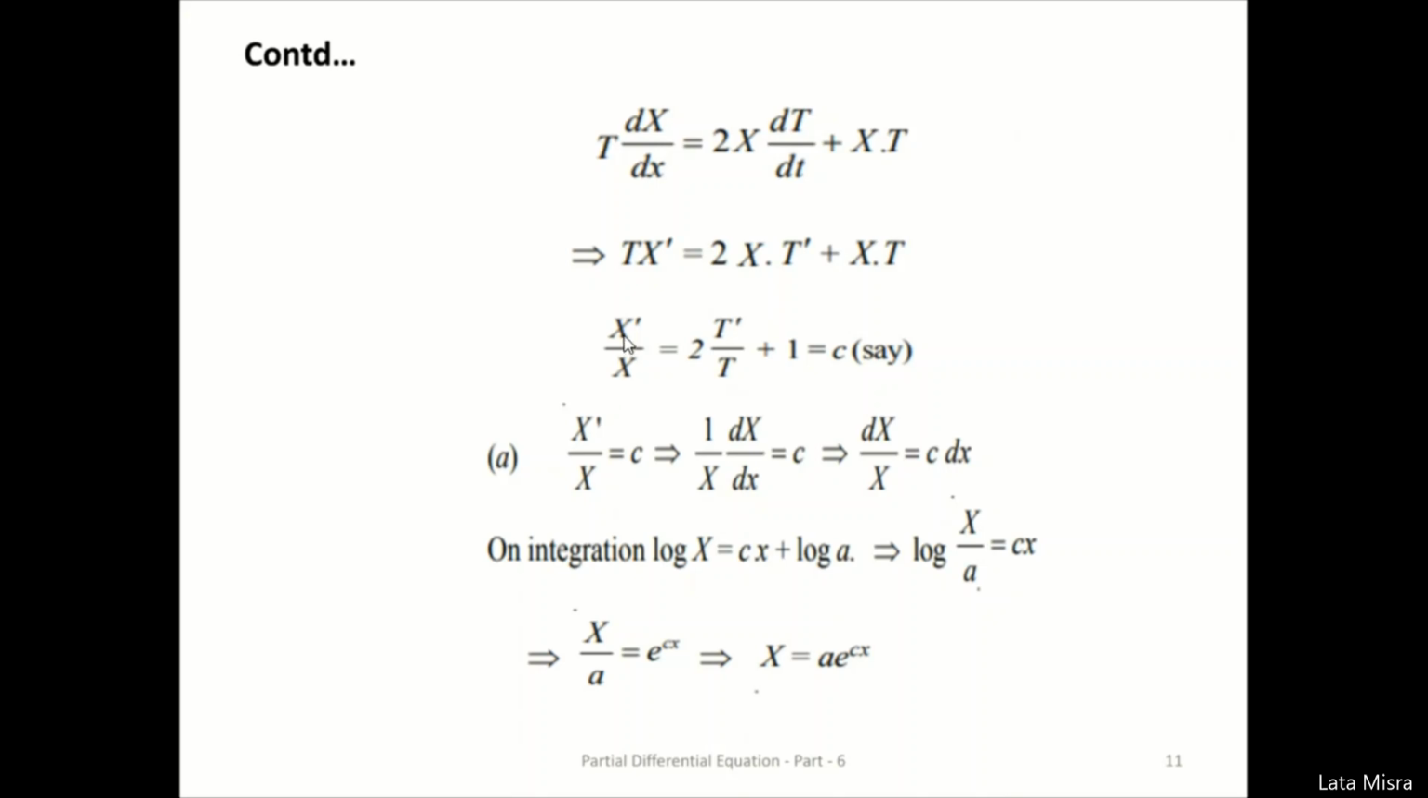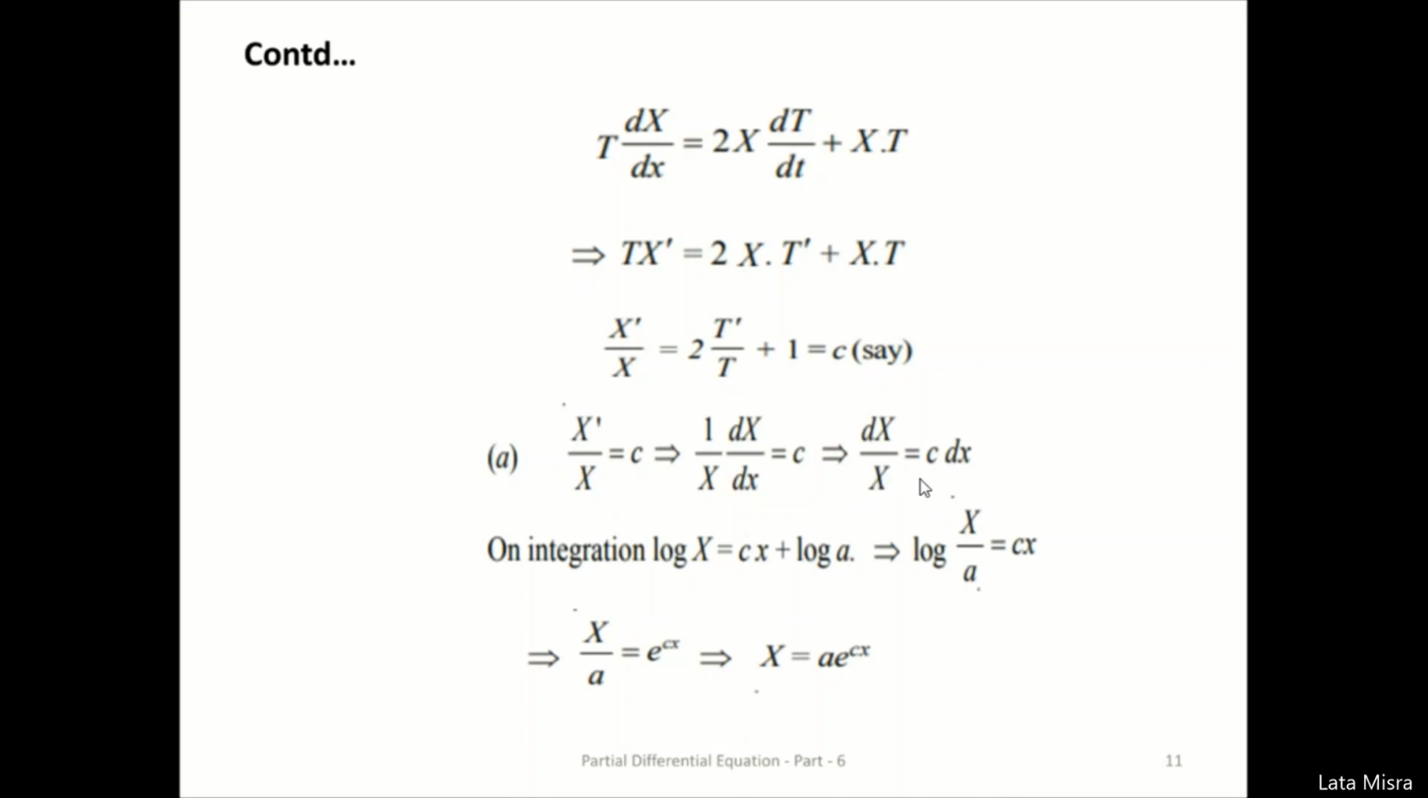First is X'/X equals c, and the other is 2T'/T plus 1 equals c. So first we consider X'/X equals c. Rewriting X' as dX/dx, we have 1/X dX/dx equals c. Now separating the variables, we get dX/X equals c dx.